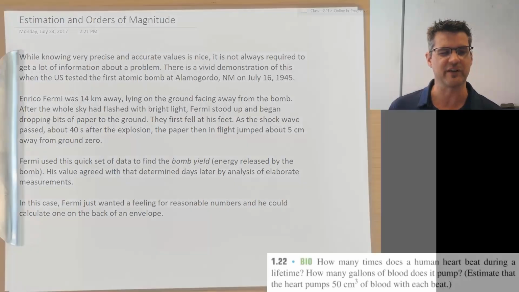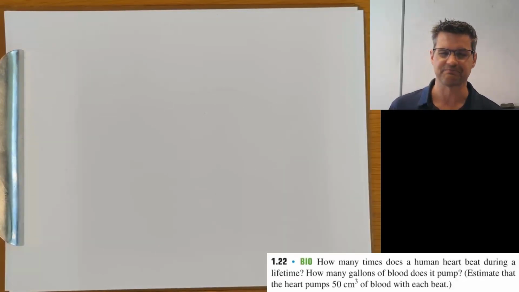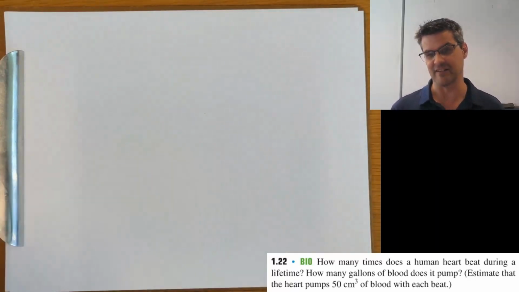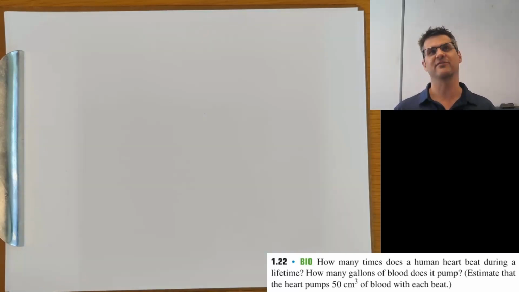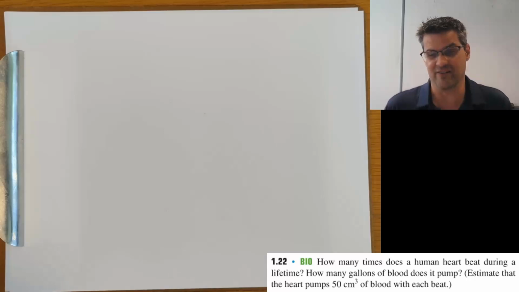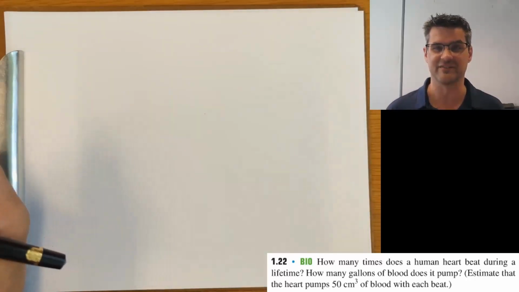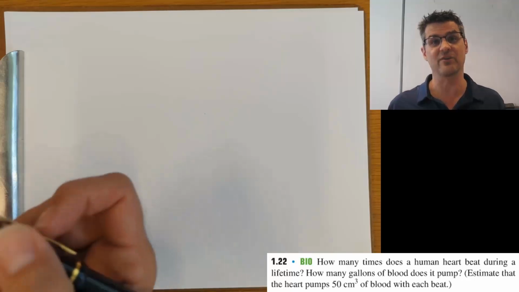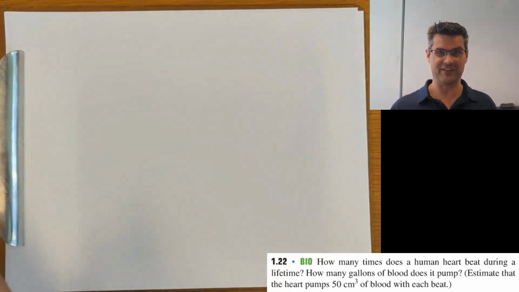Maybe we want to look at a problem like this. How many times does a human heart beat during a lifetime? How many gallons of blood does a heart pump? And you think to yourself, I don't have enough information for this. I don't know. How long does a person live? Is every heart exactly the same? Does everybody's heart rate stay the same throughout their lifetime?